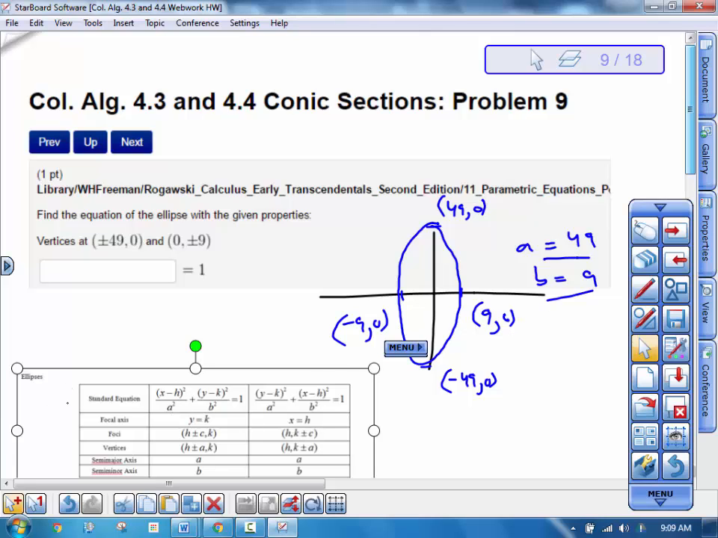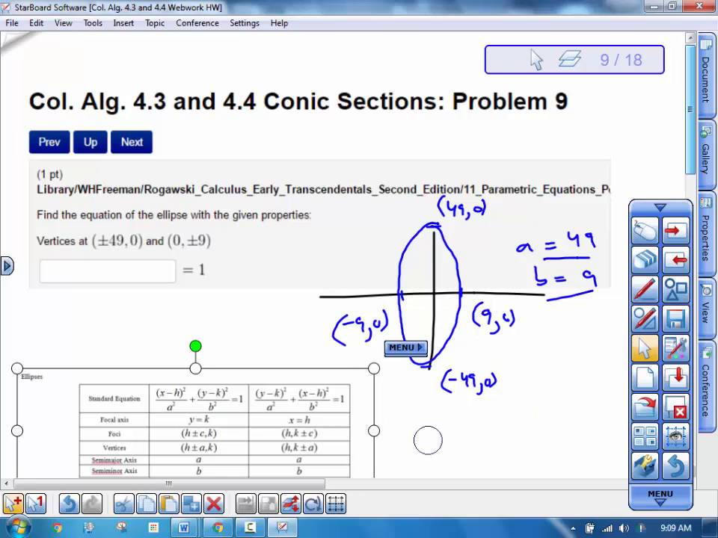Now c comes from right here. We have a Pythagorean relation for these, the relationship between a, b, and c, which is c squared equals a squared plus b squared in this case. So we have a squared is 16, b squared is 64. So that gives you c equals the square root of 80. So if we do plus or minus the square root of 80, that'll give us the foci.